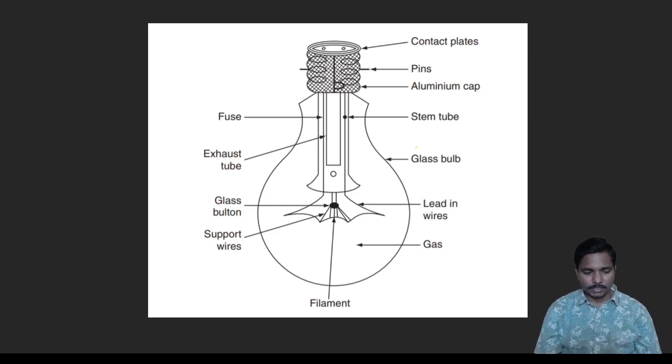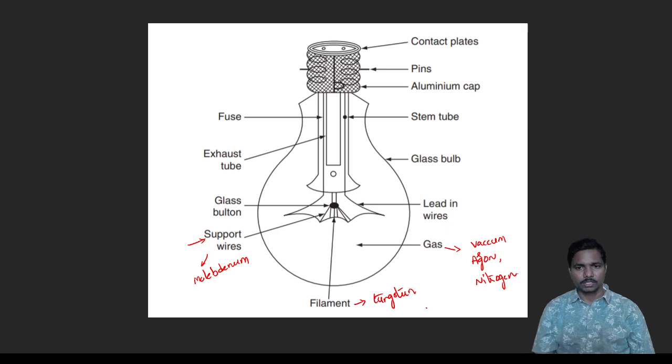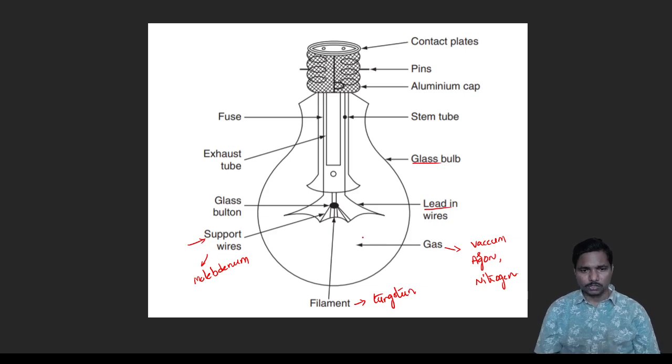So this is the incandescent lamp or filament lamp. Here the supporting wires, a very important question, are generally made with molybdenum. This is the filament, the tungsten filament. The gas filled may be vacuum, or nowadays we use argon. If argon is not there in the options, we go with nitrogen, which is also an inert gas. Here we also have lead wires and a glass tube. The main important questions are the support wires, filament, and the gas filled.